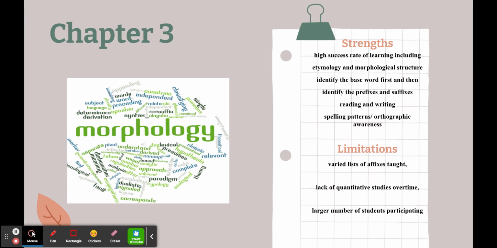Some limitations to the studies included varied lists of affixes taught, which can lead to some disagreement of when students should demonstrate proficiency in morphemic elements and a lack of a clear scope and sequence. A second limitation to the studies was a lack of quantitative studies over time, which would benefit instructional steps for teachers when there are a larger number of students participating in the studies to then be generalized into elementary instruction.